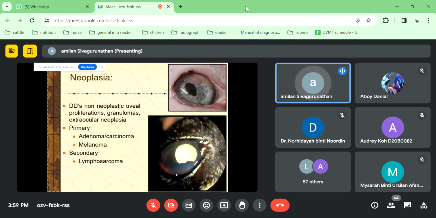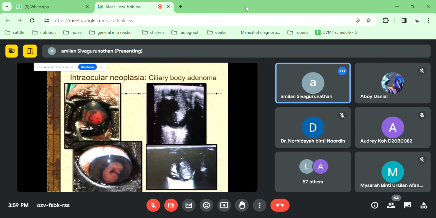When we look at the differential for neoplasms, I think I mentioned this. The more common neoplasms that are primary are adenocarcinoma, adenoma, and melanoma. While lymphosarcoma, which is very common in the dog and cat, tends to be more secondary metastasis. So it's important to have a good clinical picture when you do your ophthalmic exams.